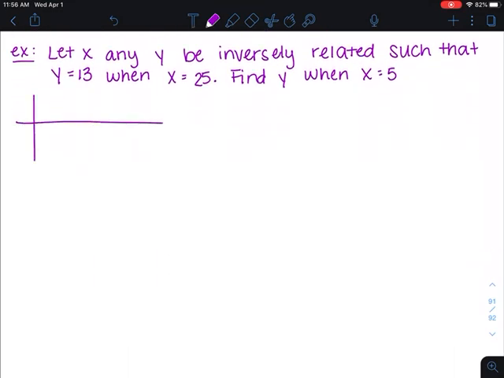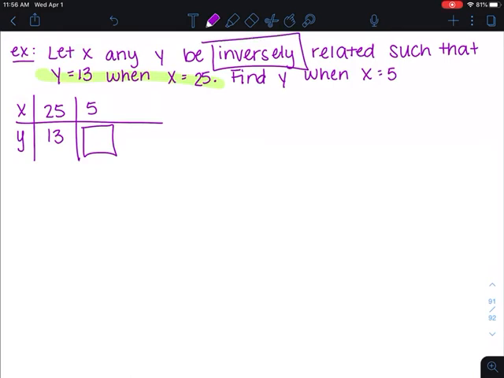So, in case the table helps you out, I'm going to draw that table again. And we have x and y. They tell us here that x is 25 when y is 13. And they want us to find y when x is 5. So we're looking to fill in this spot here. And we also know that it is inversely related. So since it's inversely related, we're going to do the formula for inverse variation. Not the direct, the inverse. So y is equal to k over x.